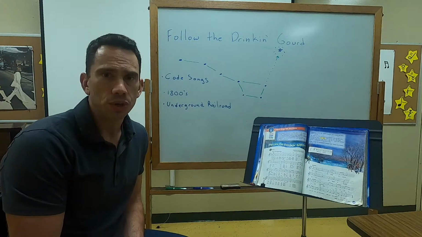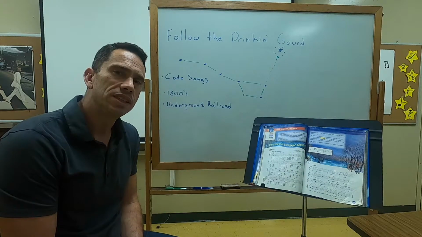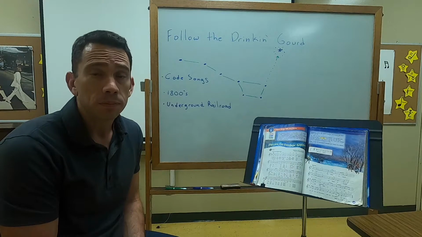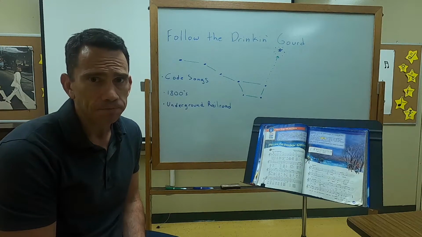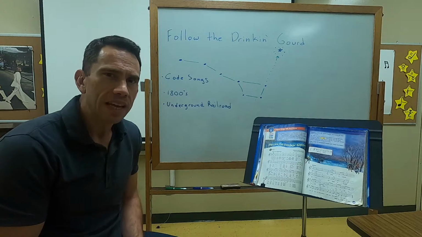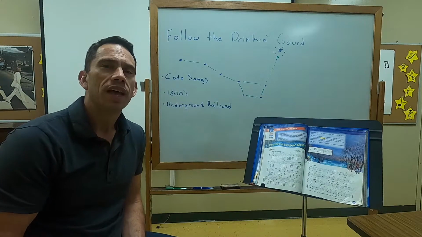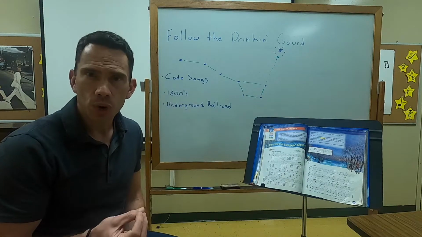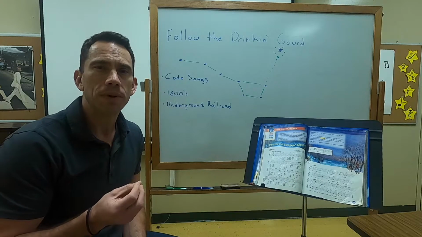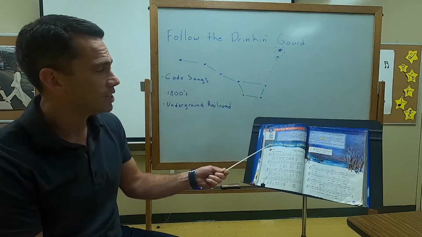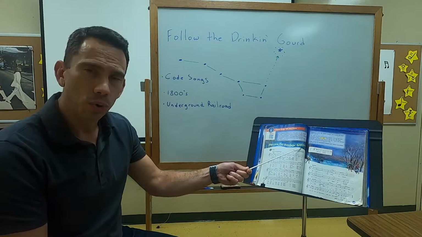And freedom was in the North. And that means the states in the North didn't allow slavery, but the states in the South did. So these slaves eventually invented this secret system of code where they could communicate secret messages in songs like this one called Follow the Drinking Gourd.